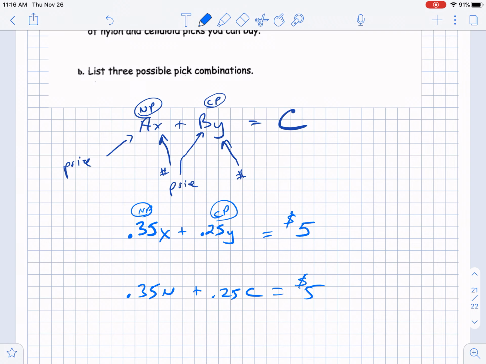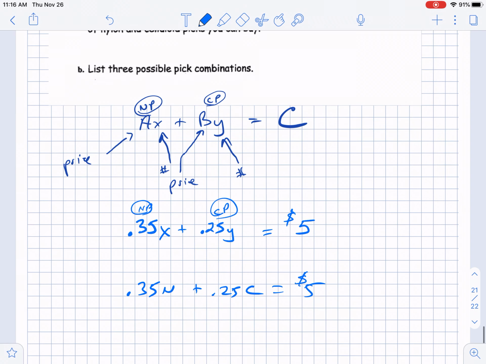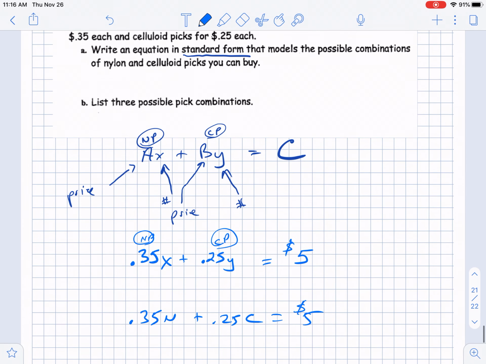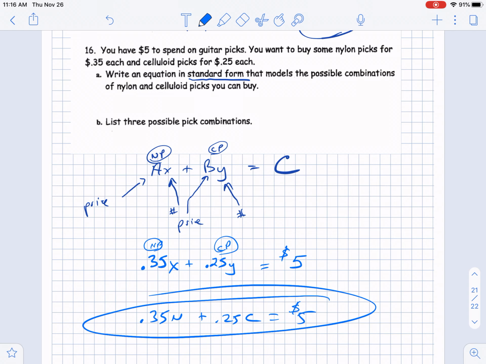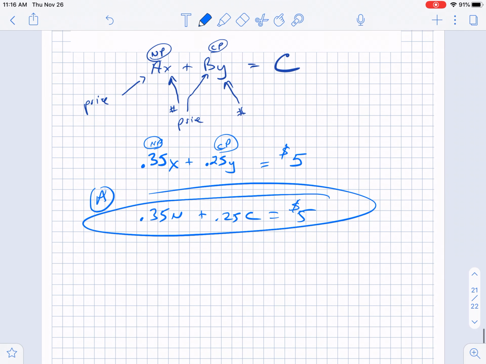And this might actually even make it easier. N and C, nylon and celluloid. You don't need to always call it X and Y. These are just typical variables that we use, but they don't have to be the X and the Y. Write an equation in standard form that models the possible combinations. This is it right here. That's your answer. And that's A. And then B is list 3 possible pick combinations.